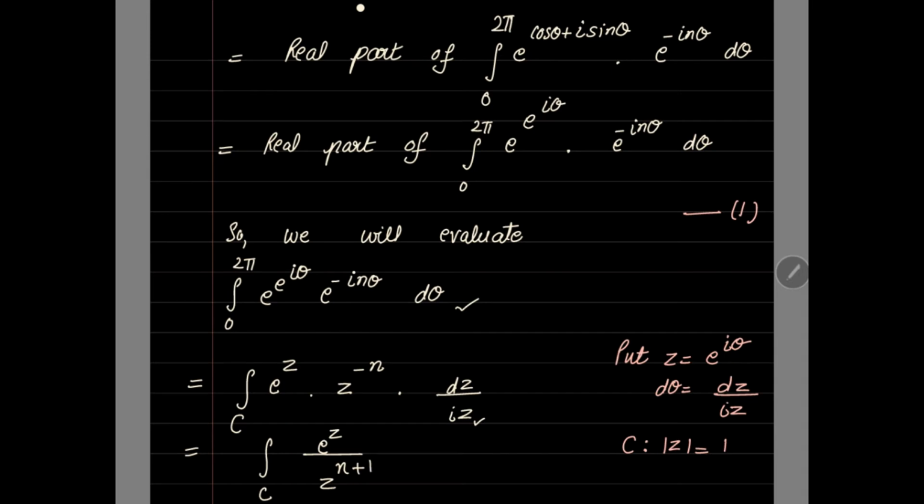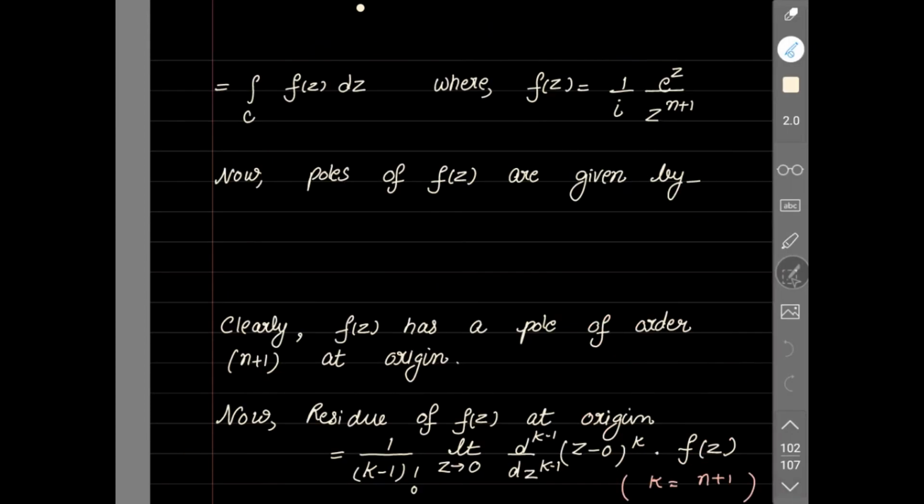Right? And 1 over iota taking outside the integral and dz. Is it fine? Alright. Now I'm taking this whole to be f of z. So this is f of z dz, where f of z is 1 over iota e to the power z over z to the power n plus 1. Now the next step is to find the poles for this function.